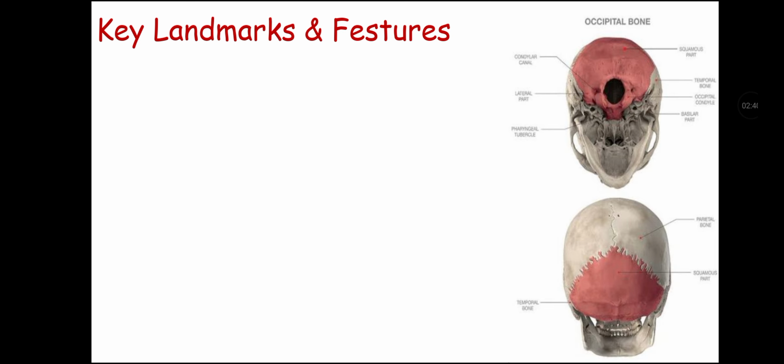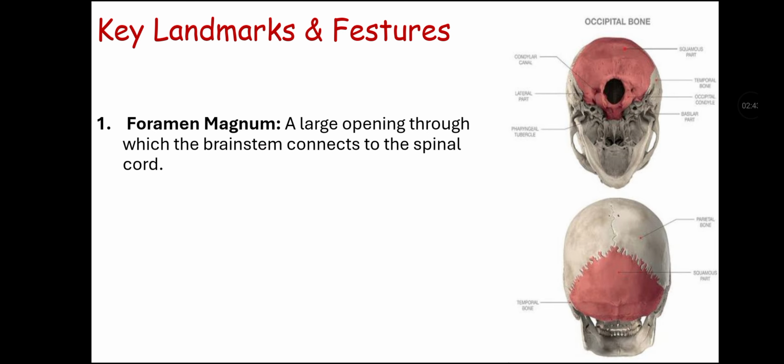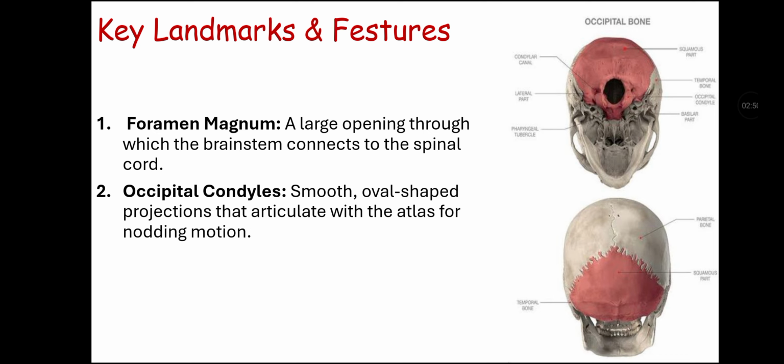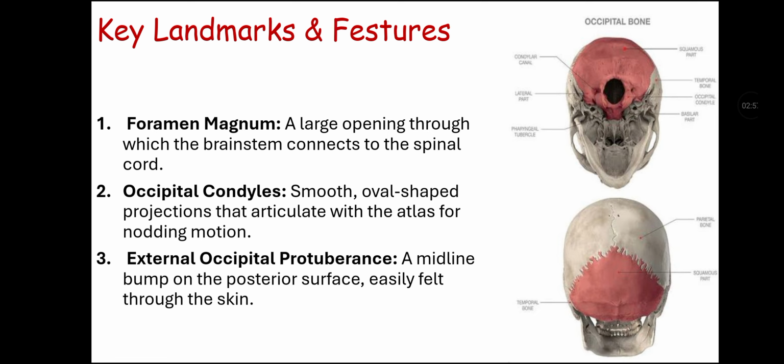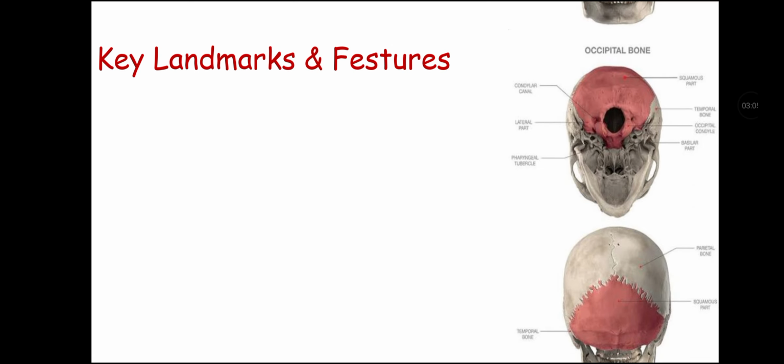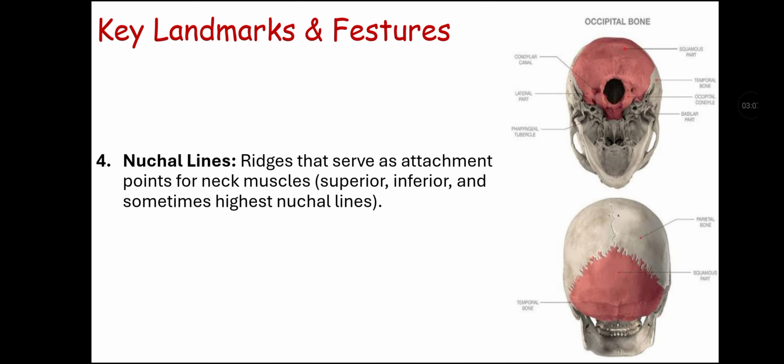Now let's talk about key landmarks and features of occipital bone. First landmark is foramen magnum, that is a large opening through which the brainstem connects to the spinal cord. Second landmark is occipital condyle, that is smooth oval-shaped projection that articulates with atlas for nodding motion. Third feature is external occipital protuberance, that is a midline bump on the posterior surface that is easily felt through the skin. Next are nuchal lines, that are ridges that serve as attachment points for muscles, like superior, inferior, and sometimes highest nuchal lines.